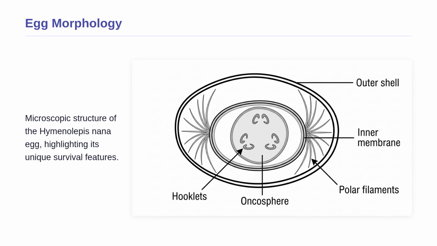Inside the inner membrane is the oncosphere, which is the actual embryo. You can clearly see the tiny hooklets inside the oncosphere. These will eventually develop into the hooks on the adult tapeworm's head. Finally, observe the polar filaments extending between the membranes. Recognizing these specific structural features under a microscope is exactly how medical professionals diagnose this infection in the lab.